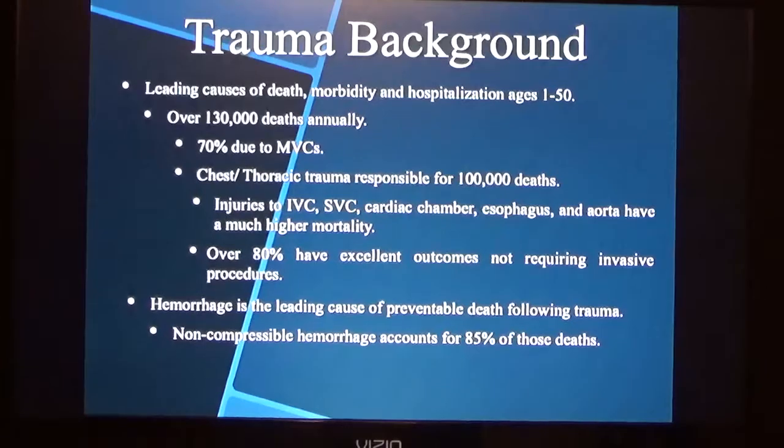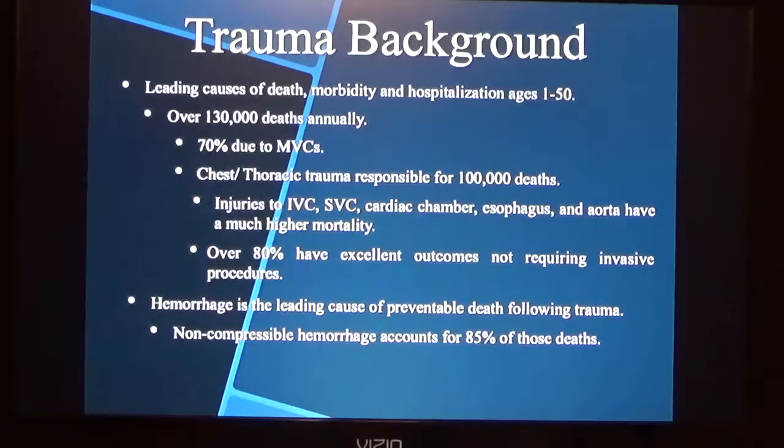Roughly 70% are due to motor vehicle collisions. Injuries associated with the inferior vena cava, superior vena cava, cardiac chambers of the heart, the esophagus, and specifically the aorta have a much higher mortality rate than extremity injuries or head injuries, for obvious reasons. That's where most of our vascular system sits.